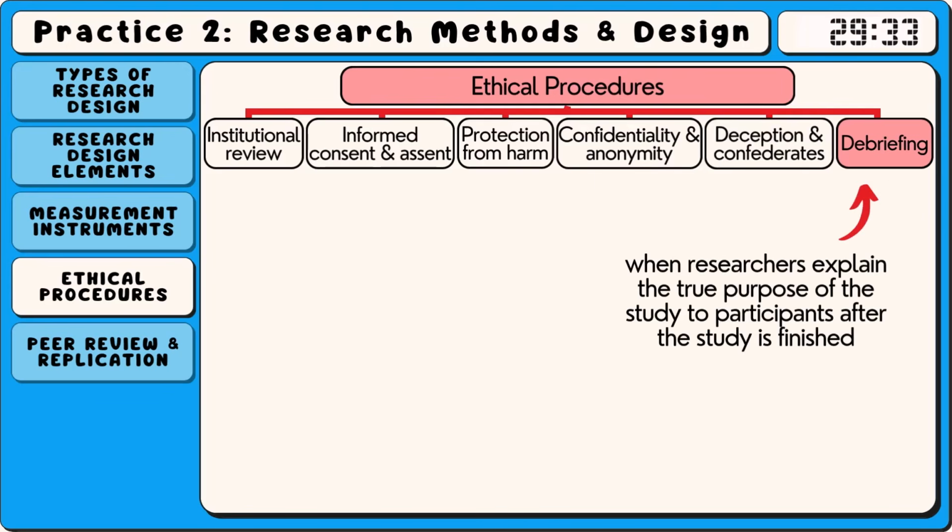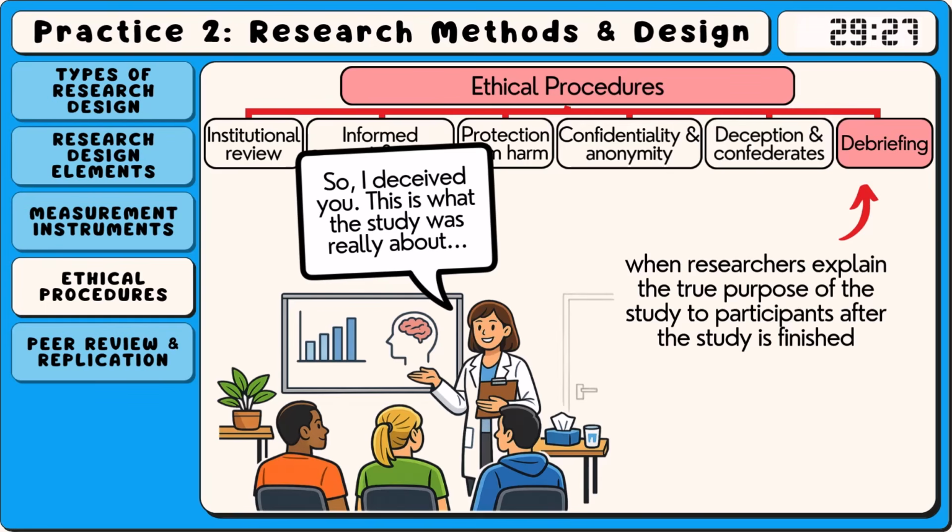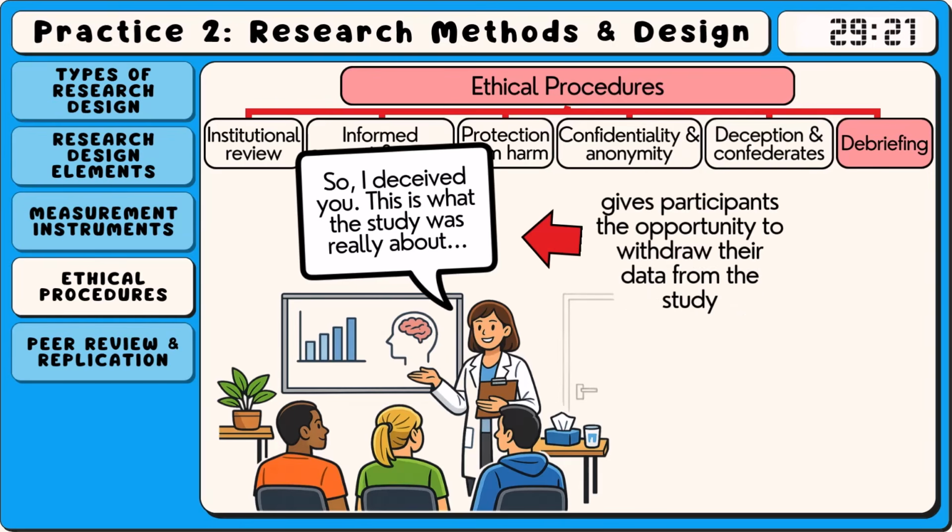This is when researchers explain the true purpose of the study to participants after the study is finished. They reveal their deception and may also reveal who the confederates were. This gives participants the opportunity to withdraw their data from the study if they are uncomfortable with what happened.